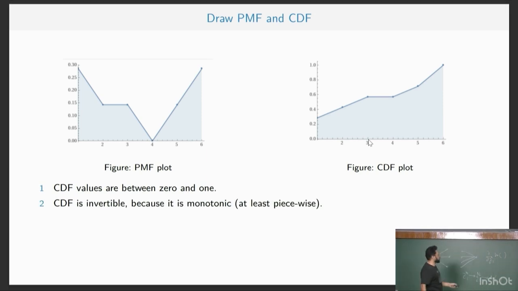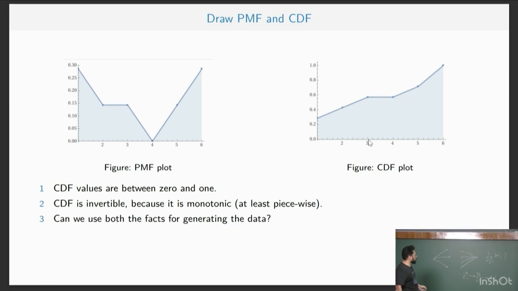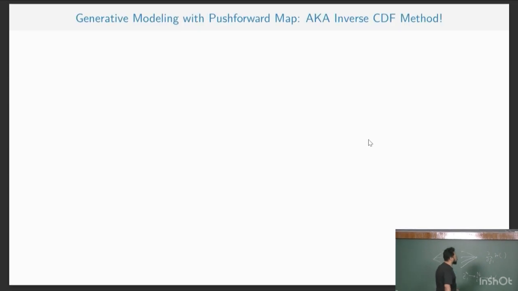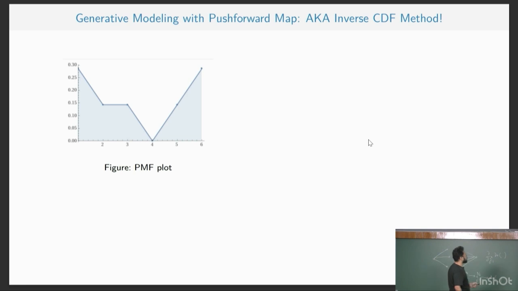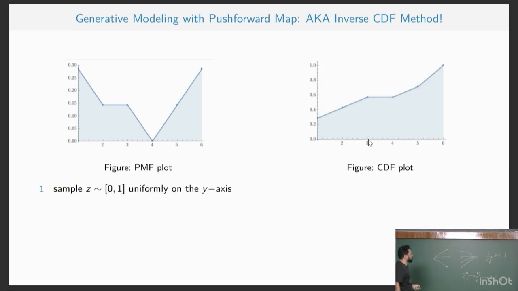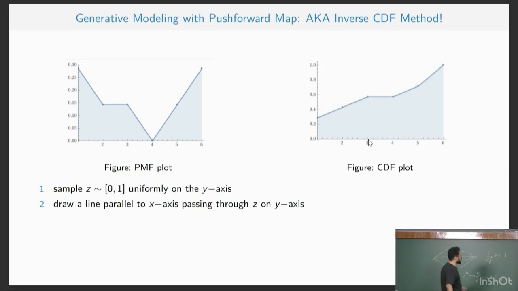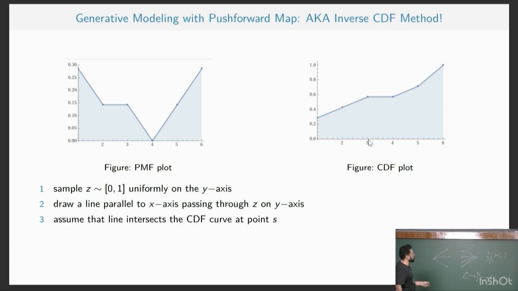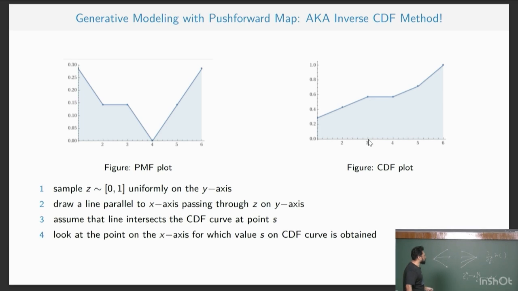So CDF's values are between 0 and 1. I've just written what we just did. CDF is invertible, at least locally, or we can break those symmetries. Can we use both facts for generating data? Yes. So that's what we did, the inverse CDF method. Sample Z from 0 to 1 uniformly on the y-axis, draw a line parallel to the x-axis passing through Z on the y-axis, assume that it intersects at some point, and then look at the point on the x-axis that corresponds to Z. Report x as the generated sample.